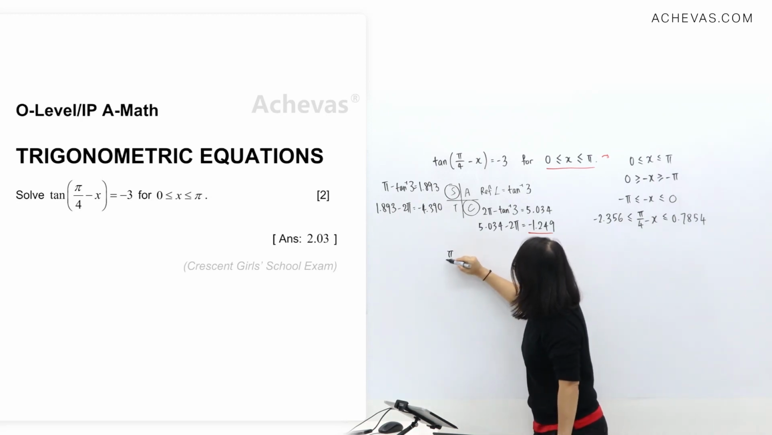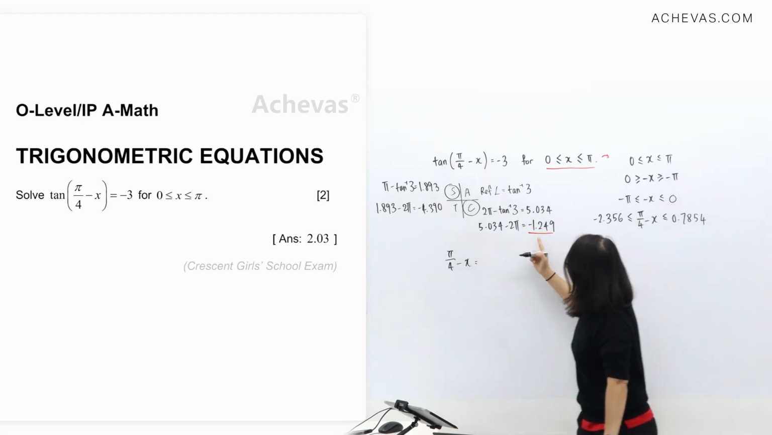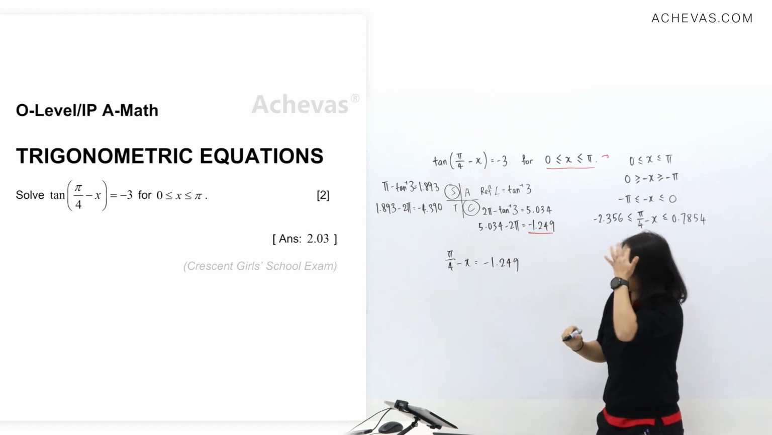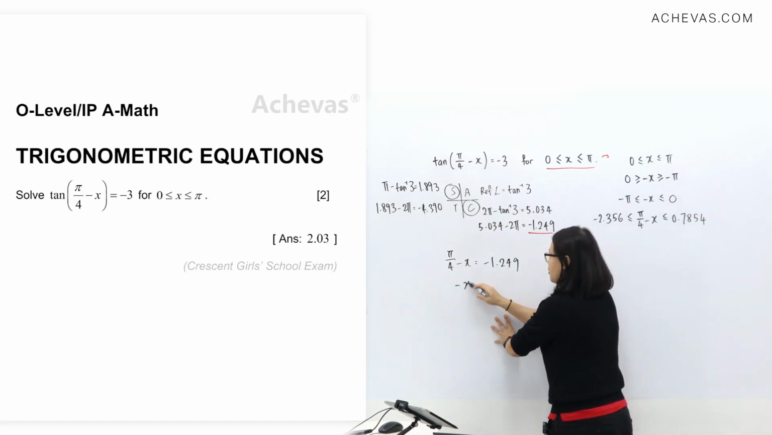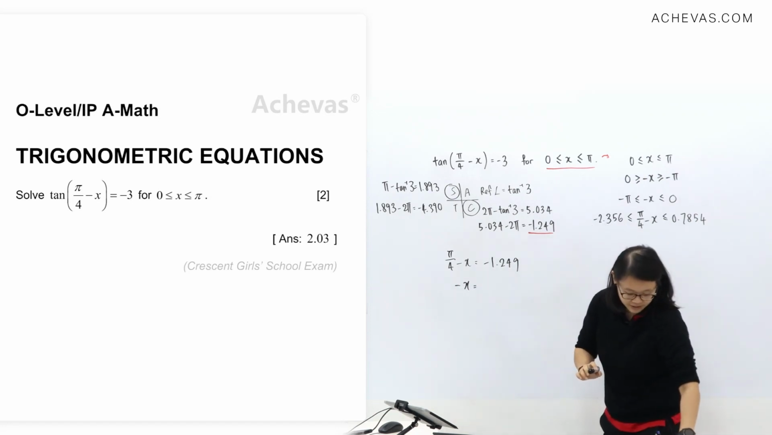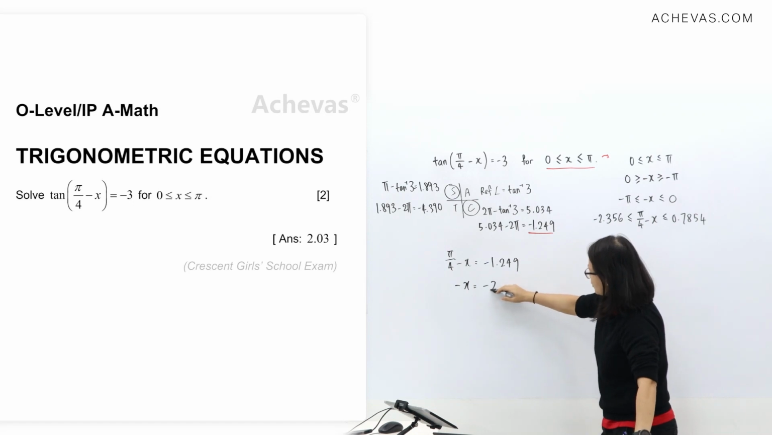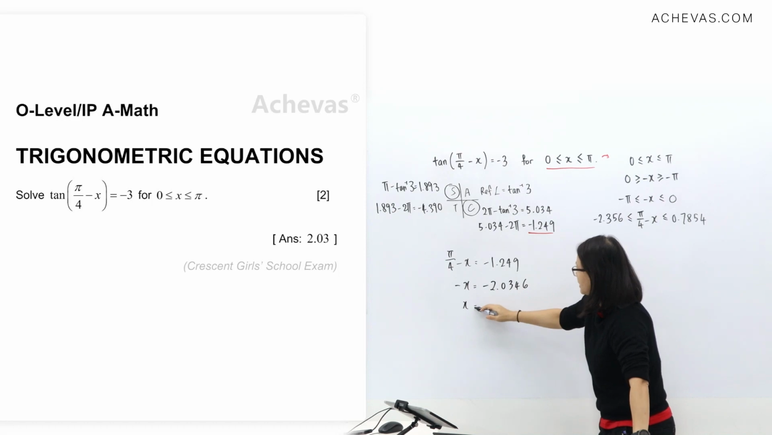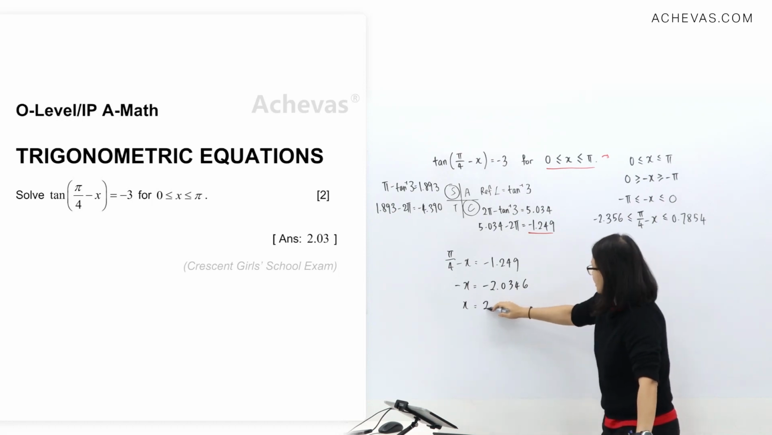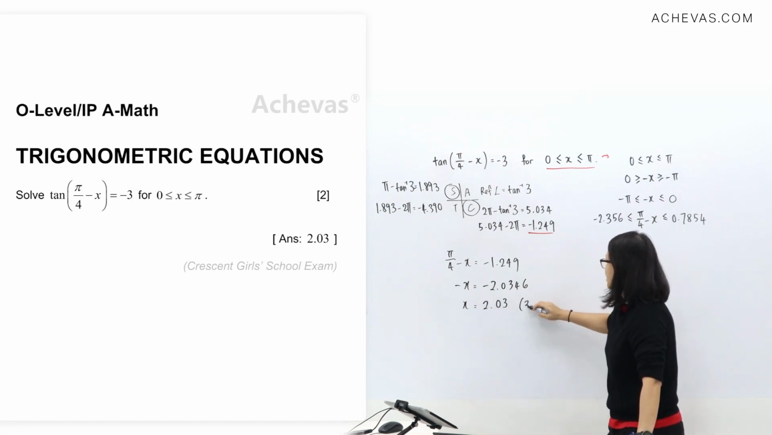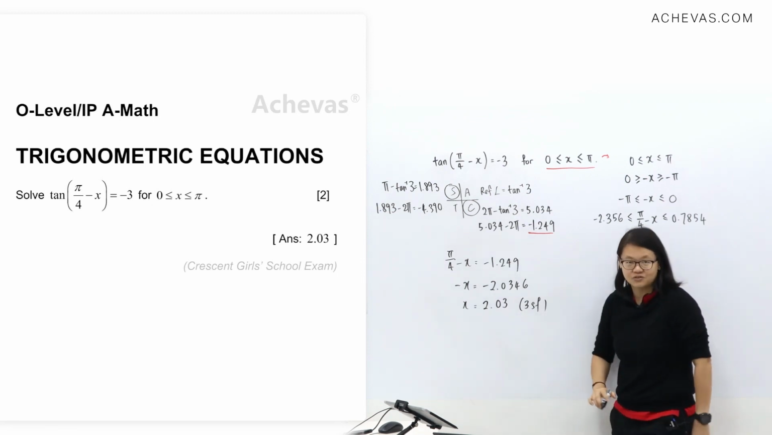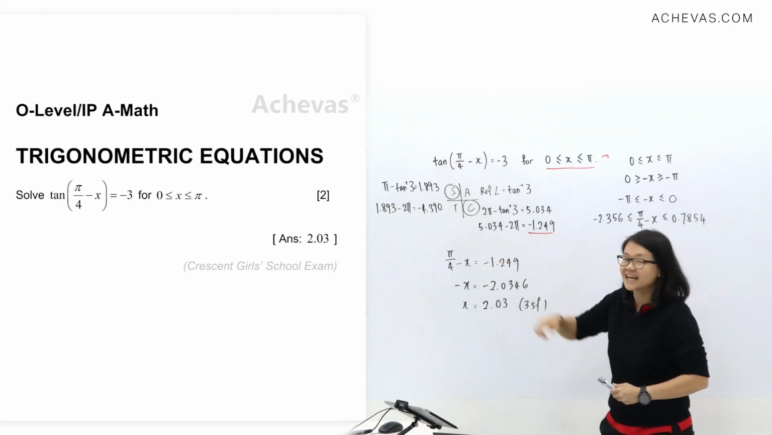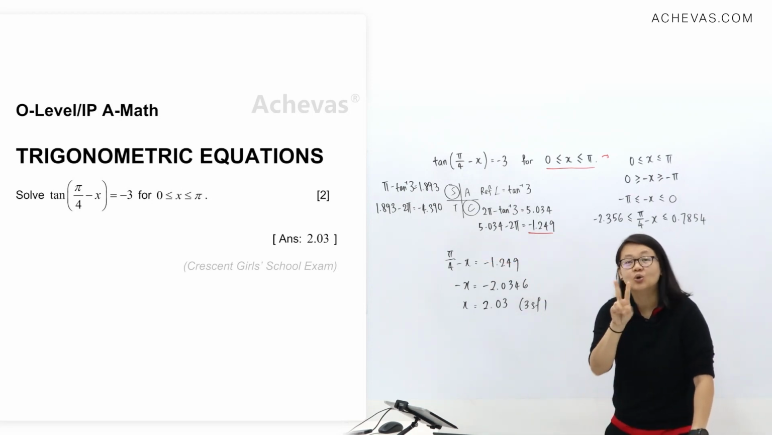So let's write down pi over 4 minus x. We'll take this -1.249. Let's do two more steps. We're going to subtract pi over 4. Let me check my calculator answer. I will have -2.0346. And the next step, multiply negative on both sides. In 3 significant figures, my answer is going to be 2.03.